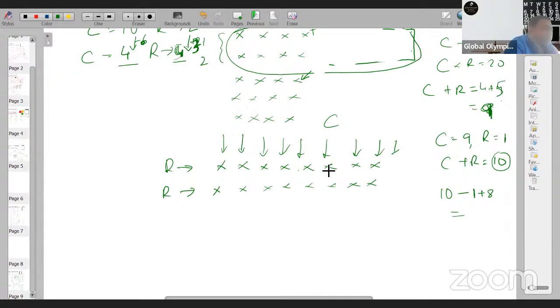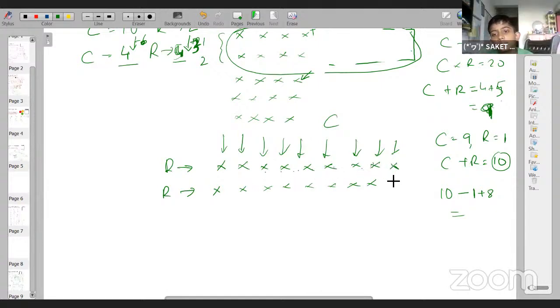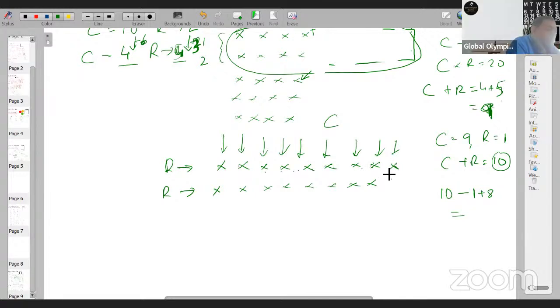1, 2, 3, 4, 5, 6, 7, 8, 9. So earlier there was 9. Now I removed one, so it remained 8. It was 9 earlier, not 10. It was 9 columns and one row, so 9 plus 1. I'll do 9 minus 1 plus 8, so I'll get 16, correct? Because I removed one column and introduced a whole new row.